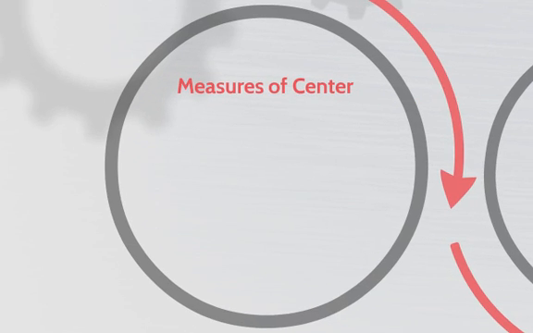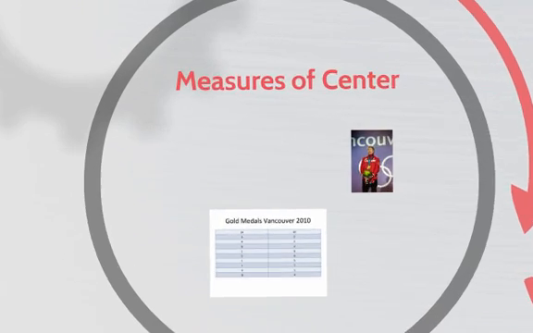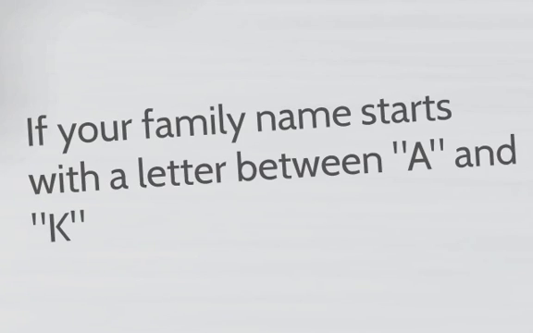So if we're starting, there are 3 indicators of center, or indicators of central tendency. We talked about them a little bit in lab number 2. They all start with the letter M. Once again, instead of having me defining them, let's look at some examples. The first thing we need to establish is that if your family name starts with a letter between A and K, this is the example that you have to complete.